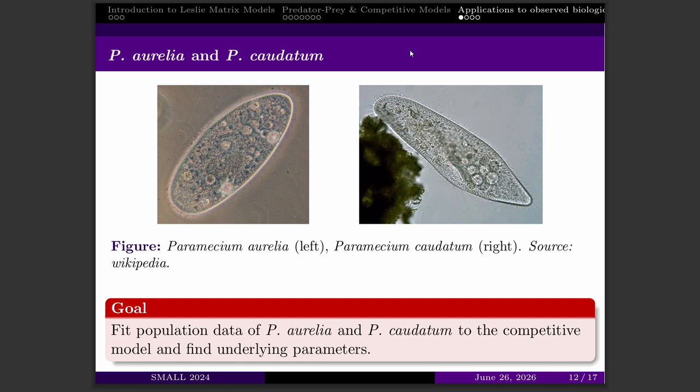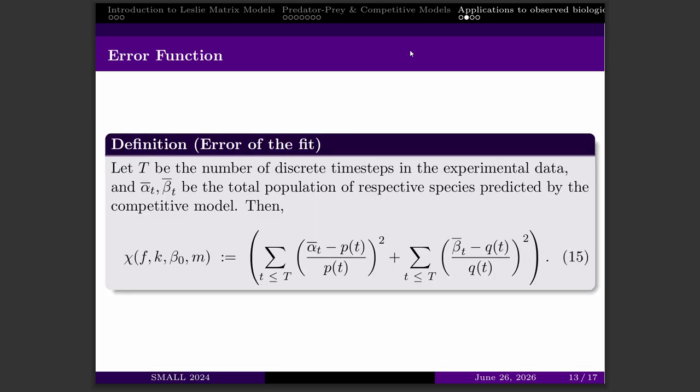Now, our goal is to fit the population data of P. aurelia and Paramecium caudatum to the competitive model and find the underlying parameters. Now, there must be two milestones that must be addressed in order to achieve this goal. First one is how do we quantify the goodness of fit, and secondly, how do we tweak the parameters to minimize this error rate or maximize the fit.